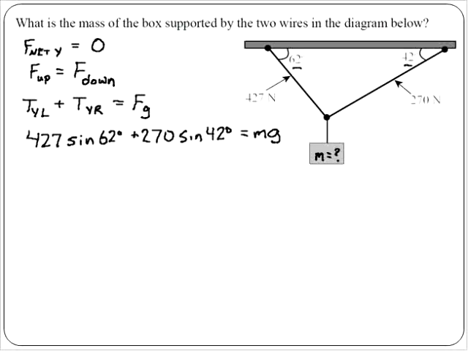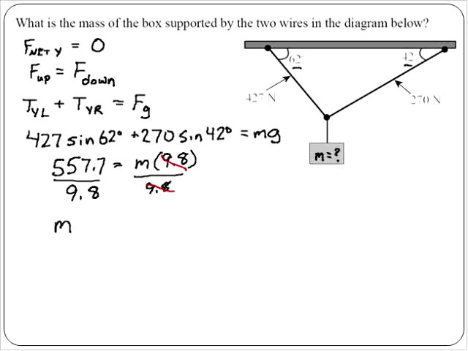So what I've got is the left-hand side works out to be 557.7. And on the other side, I don't know the mass, but I do know that g is 9.80. So I just have to divide by 9.80 on both sides, and that would cancel these two and leave me with a mass equal to 56.9 kilograms.